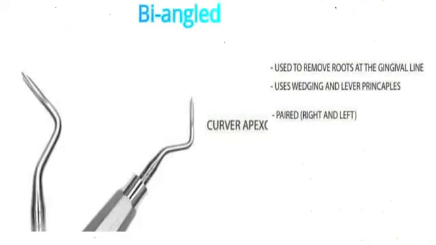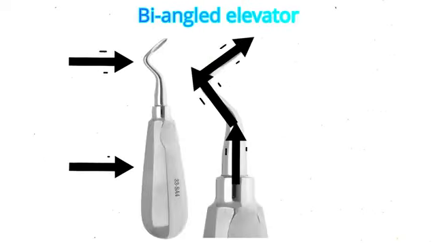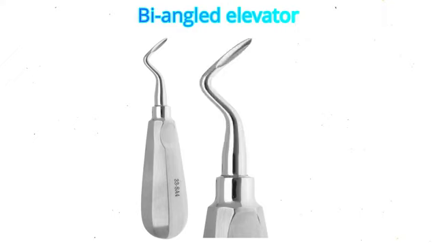Double-angled elevators are mainly used to remove root tips in both jaws. They are also very useful instruments for the extraction of impacted third molars of the upper jaw. Their handle is similar to that of the straight elevator. The shank has a double angle so that the instrument may enter the socket.